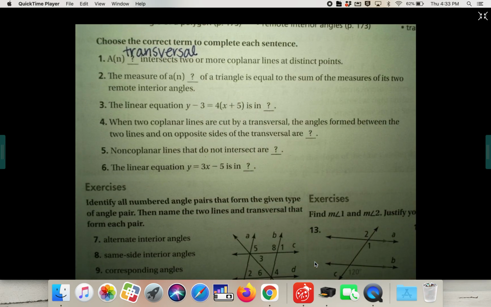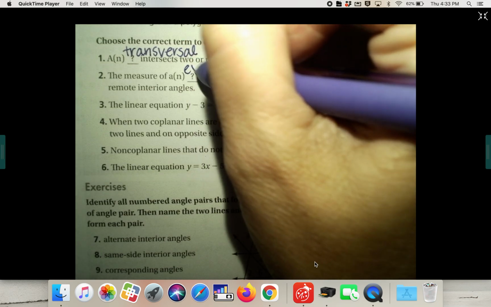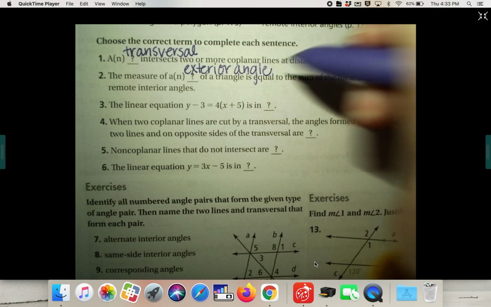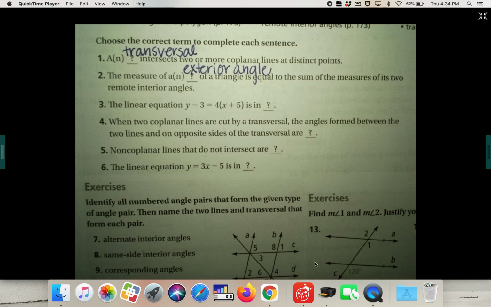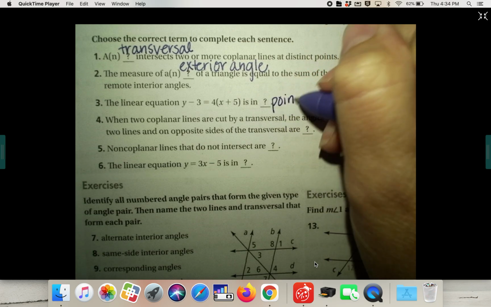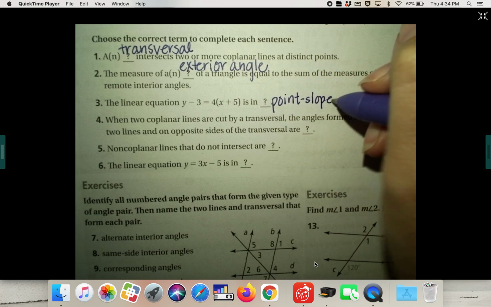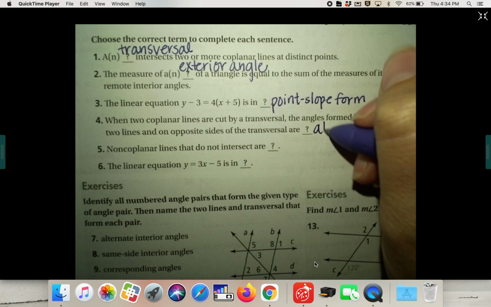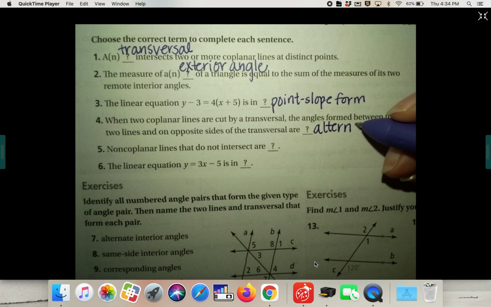Number 2, the measure of an exterior angle of a triangle is equal to the sum of the measures of its two remote interior angles. Number 3, the linear equation y minus 3 equals 4 times the quantity x plus 5 is in point slope form. Number 4, when two coplanar lines are cut by a transversal, the angles formed between the two lines and on opposite sides of the transversal are alternate interior.